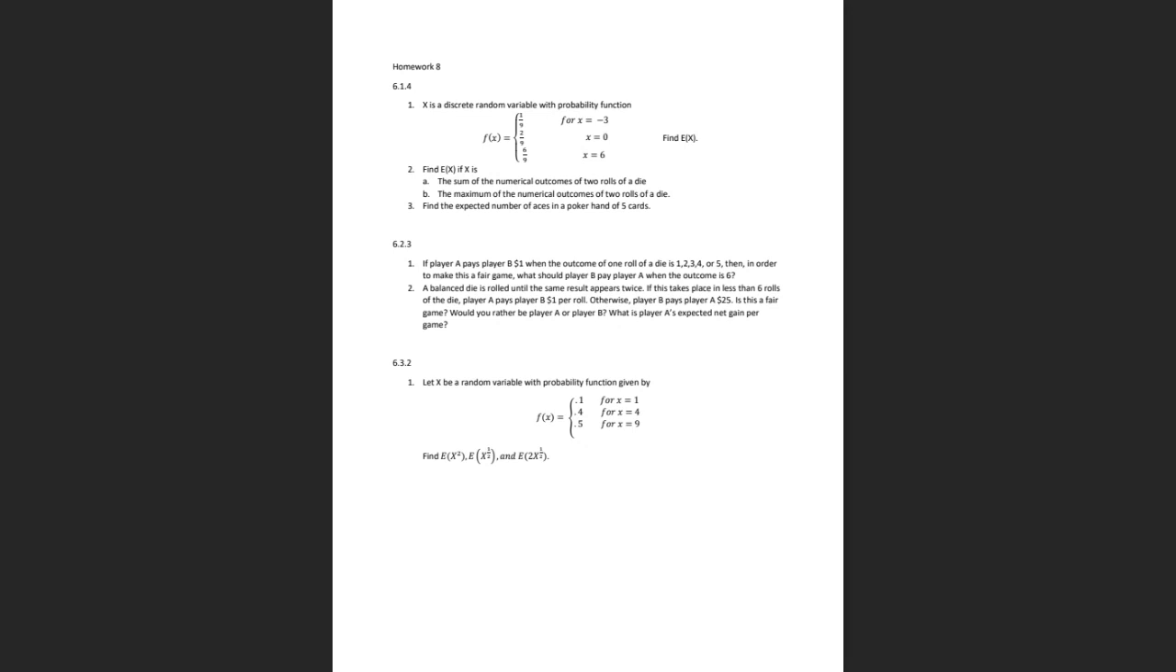The idea is that in the long run, both players would end up even, and so the net gain of either player would average out to be zero. That would be a fair game, right? If the average for any one player in this game would be positive, that player would have an advantage over the other one, and it would be unfair for the other player. Make sense? Yeah.